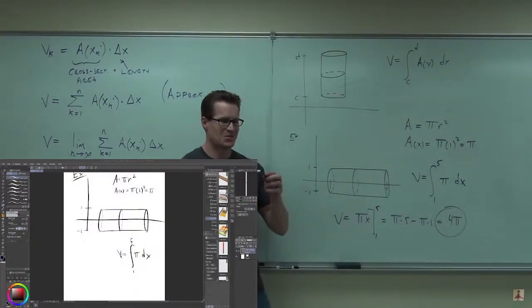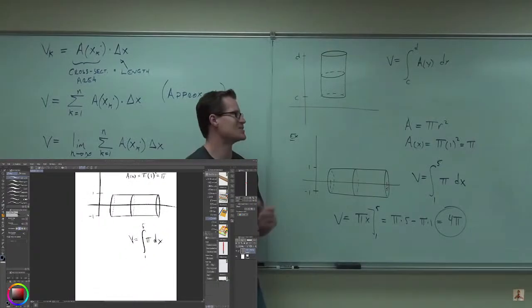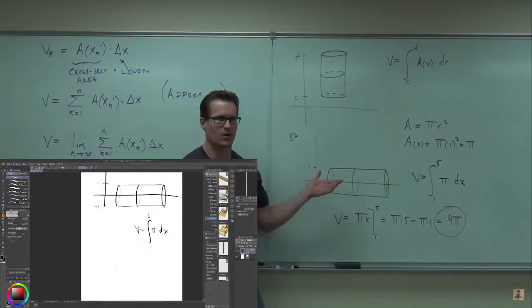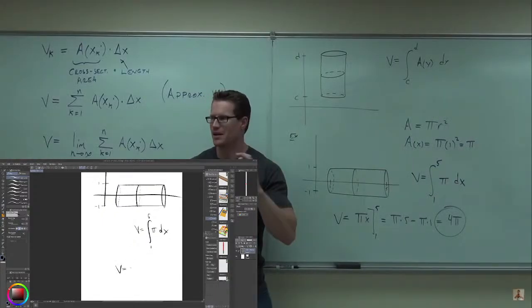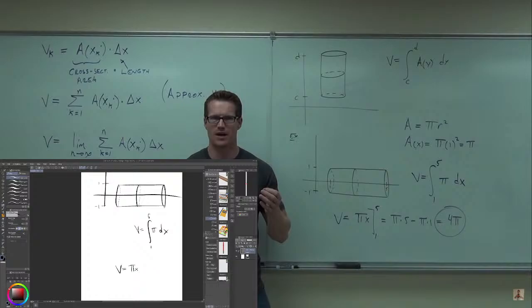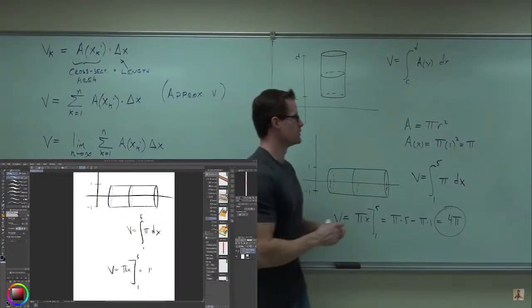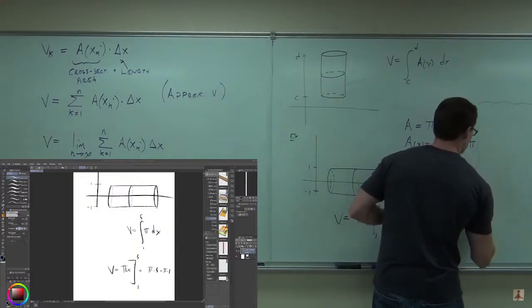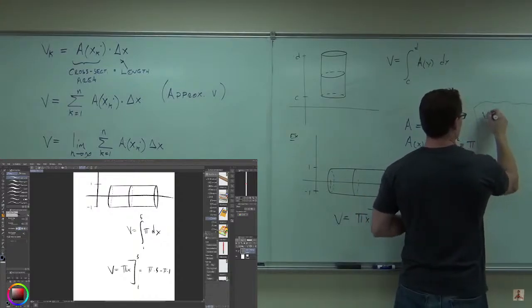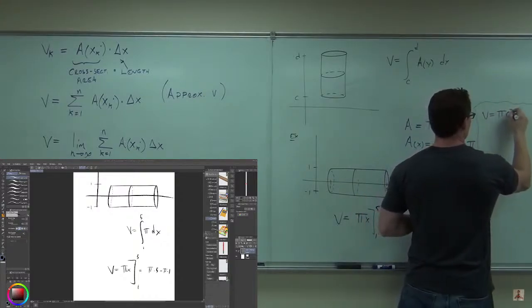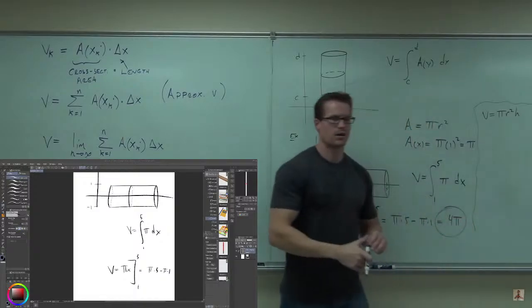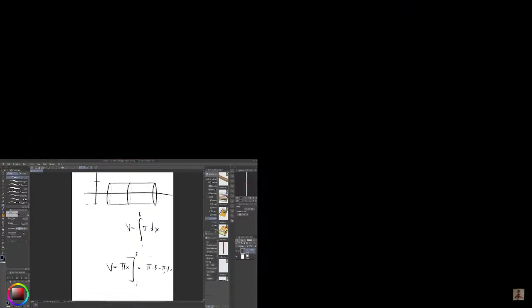That's kind of neat. Well, it is neat until you realize you can do this without calculus, but it's kind of neat that you're able to find the volume using calculus. Now, let's just be clear that this is true, because this is simply a cylinder, right? What's the volume of a cylinder? Pi r squared height.